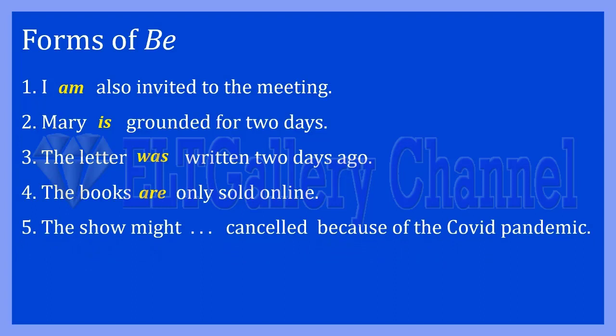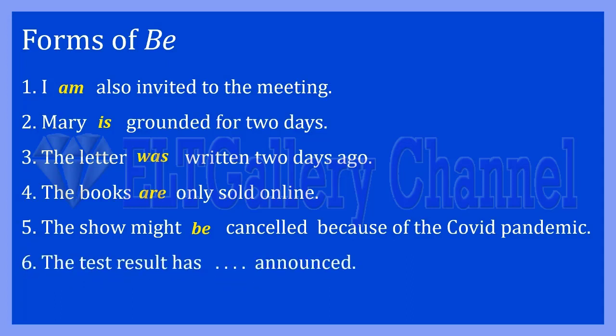We have the show might cancelled because of the COVID pandemic. Here we have cancel. This is the verb plus en, the past participle form, and we have might here. Therefore it does not match with the subject the show, but we have be here because after a modal auxiliary verb we have be in the stem form.